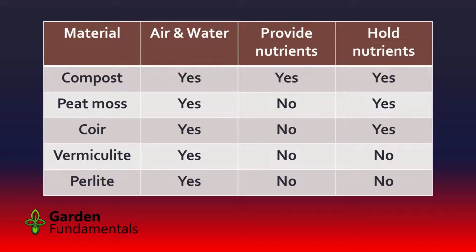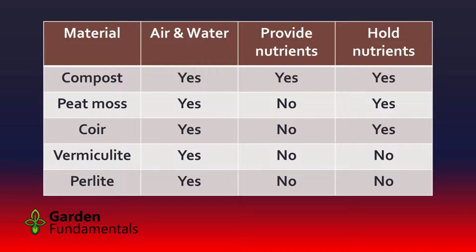When we look at providing nutrients, compost is the only one that adds nutrients. Now, peat moss and coir, as they decompose, add very small amounts, but it's pretty much insignificant. So if you want a product to add to soil and you want to feed the plants, then compost is the one to get. The other thing that's important is the holding of nutrients.